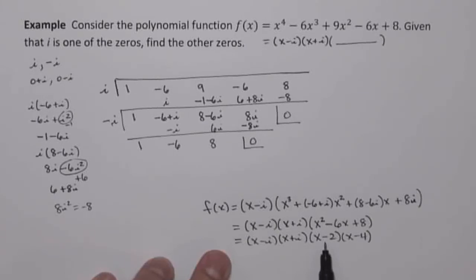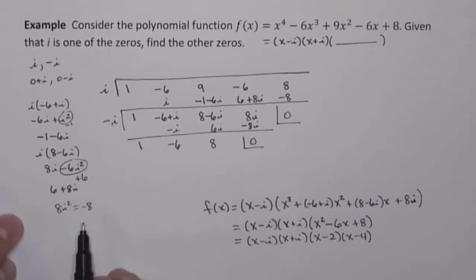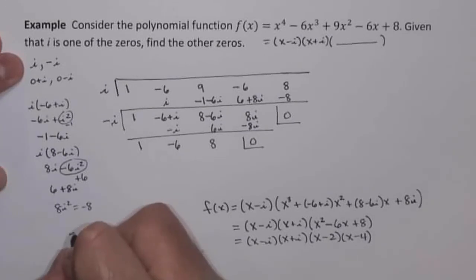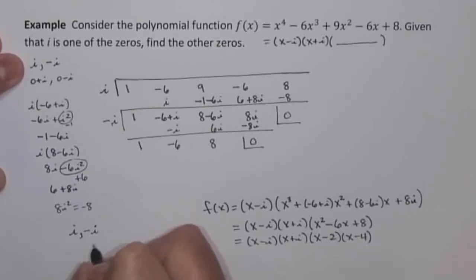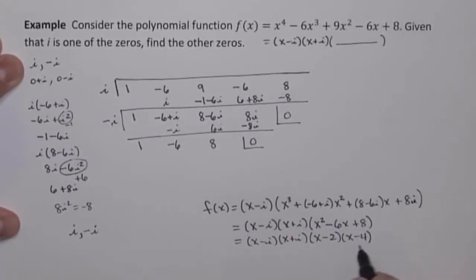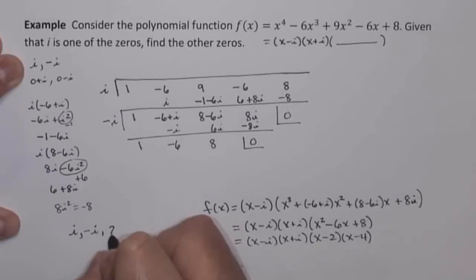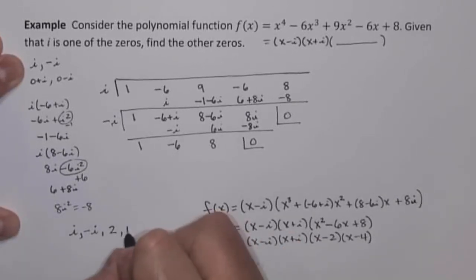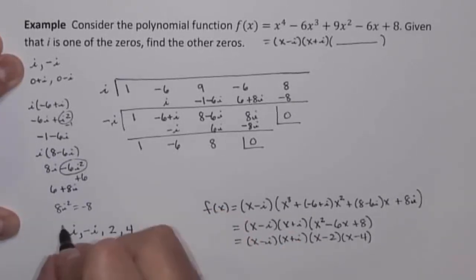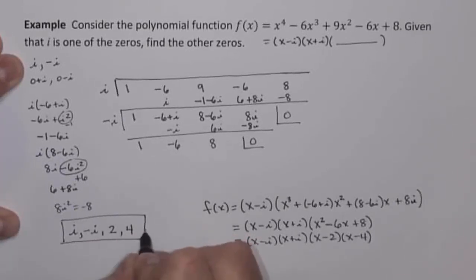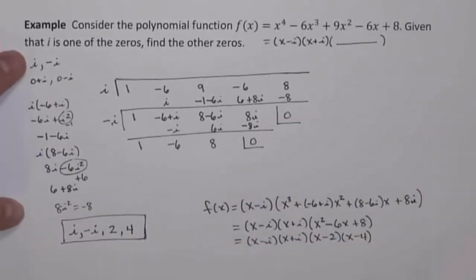Now if x minus 2 is a factor, then that means 2 is a 0. And if x minus 4 is a factor, then that means 4 is a 0. So over here to the side, we already knew that i was a 0. That was given. We used that to figure out that negative i had to also be a 0. And then we've used that to factor, and so we found that 2 has to also be a 0, and 4 has to also be a 0. So here are our 4 zeros of our polynomial function.